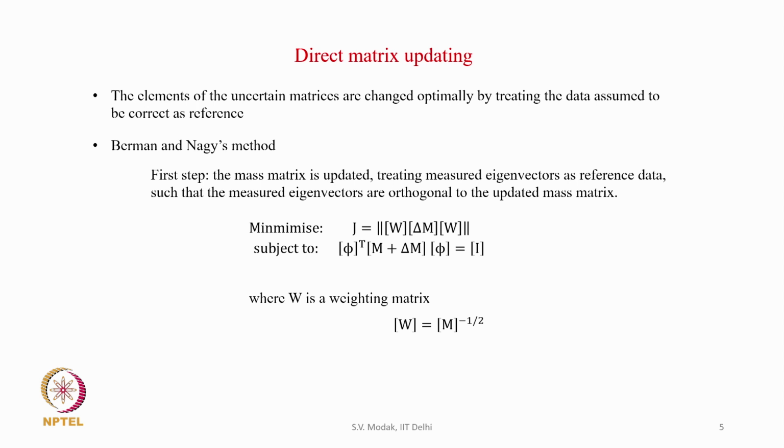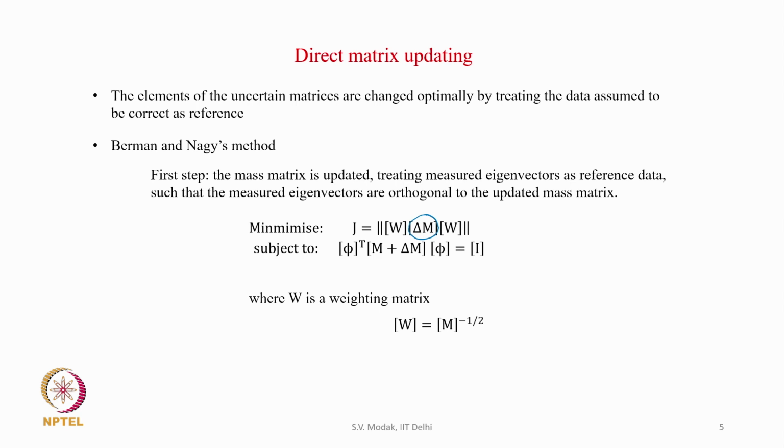An objective function J is defined, which is the norm of the product of a weighting matrix W, the change in the mass matrix delta M, and the weighting matrix again. The norm of this product is minimized, and that is called the objective function J, subject to the requirement that the measured eigenvectors are orthogonal with respect to the updated mass matrix. Here M is the mass matrix of the FE model and delta M is the change in the mass matrix of the FE model. So, M plus delta M is the updated mass matrix, and W is the weighting matrix, which is given by the square root of the FE model mass matrix.